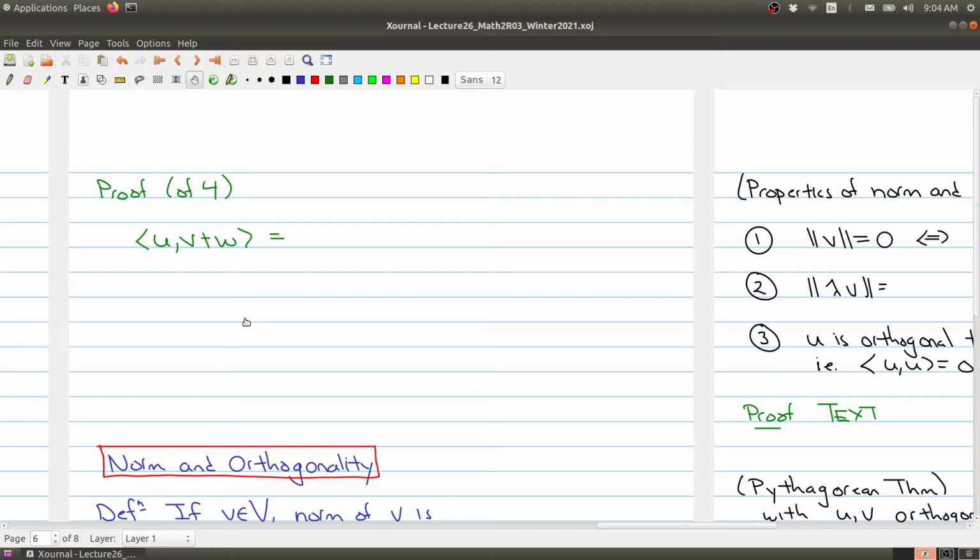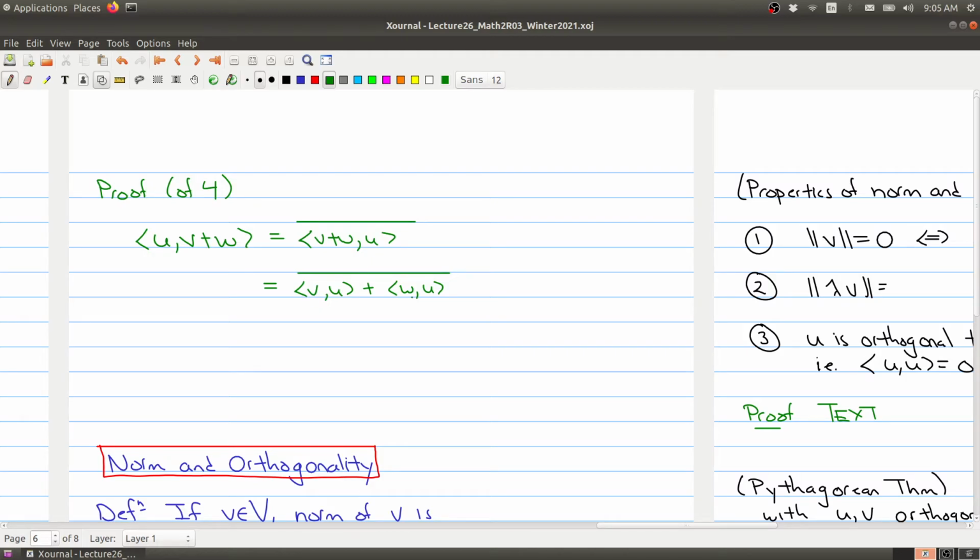So let's say we want to prove 4. What we're interested in is breaking up what's happening in the second spot, but our definition only allows us to break things up if it's in the first spot. So the idea is to flip things around so we can put things into the first slot. We know by property 5 that this is the same thing as v plus w in the first slot and u in the second slot, and then take the conjugate. And then, because it's in the first slot, this is now equal to this, because we have additivity in the first slot.